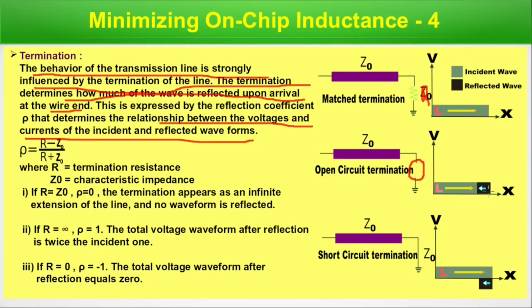So the total voltage waveform after reflection is twice the incident one. And if R is 0, that is short circuited. Rho becomes minus 1. The total voltage waveform after reflection becomes 0. These are three typical cases. Now let's move to the next slide.